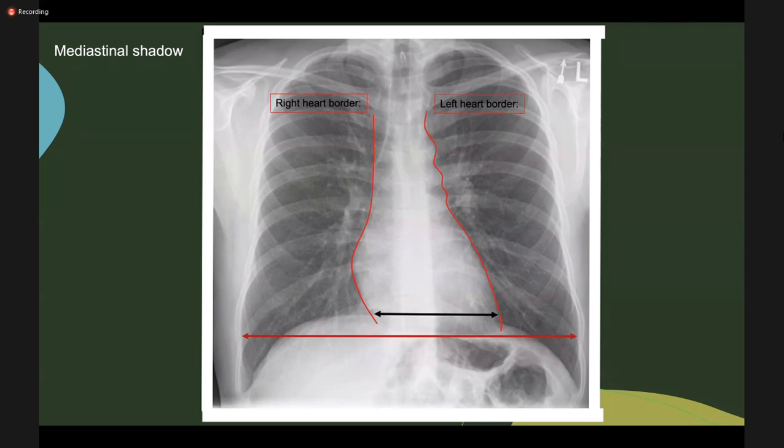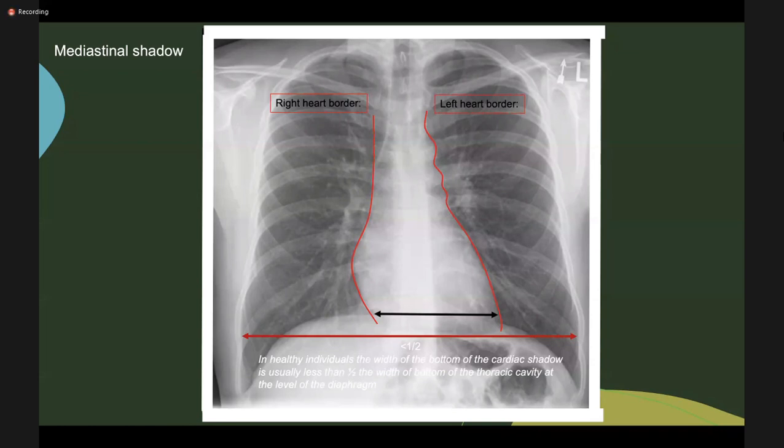So how are these lines helpful? Can you see this red line? Whatever the measurement of this red line, if the black line is equal to or less than half of this red line, that means this heart is of normal size. But if the black line distance is more than half, then this heart is being enlarged. This is called cardiomegaly. So this helps me understand the cardiothoracic ratio.